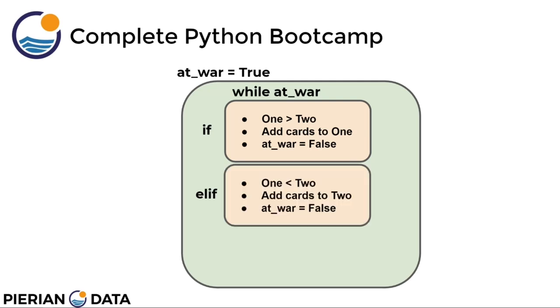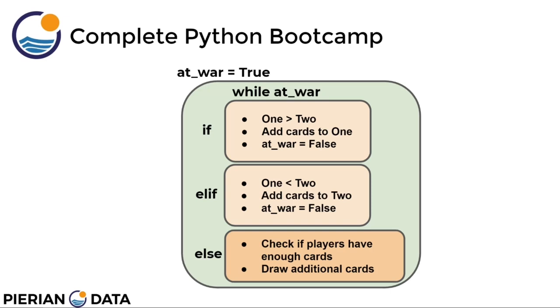Elif, so the other situation we're checking for is if the value of player 1's card is less than the value of player 2's card. If that's the case, then we add the cards to player 2, and we say, hey, there was no war here, at war is equal to false. However, for the else case, we haven't set at war equal to false yet, so we assume that at war is true. So now we're going to do the following.